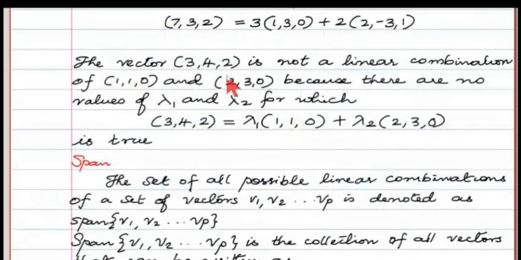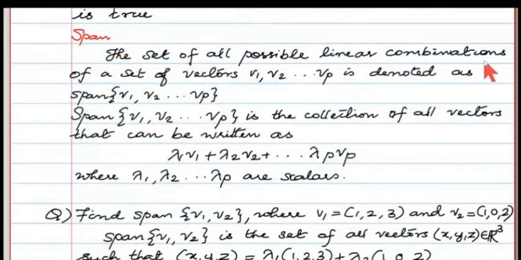Another example: the vector (3, 4, 2) is not a linear combination of (1, 1, 0) and (2, 3, 0) because there are no values of lambda 1 and lambda 2 for which (3, 4, 2) equal to lambda 1 into the first vector plus lambda 2 into the second vector is true. So we cannot find any values which satisfy this equation. So (3, 4, 2) is not a linear combination of (1, 1, 0) and (2, 3, 0).